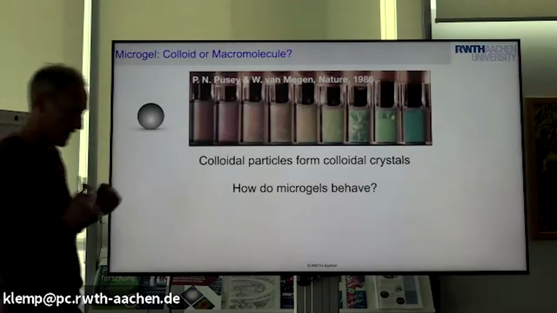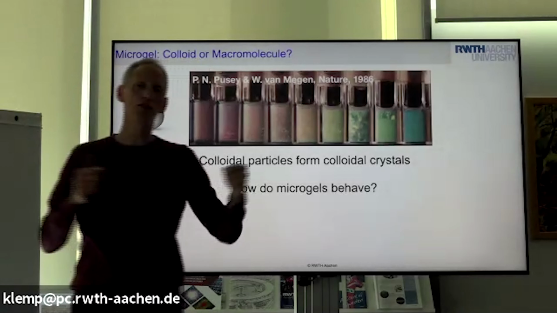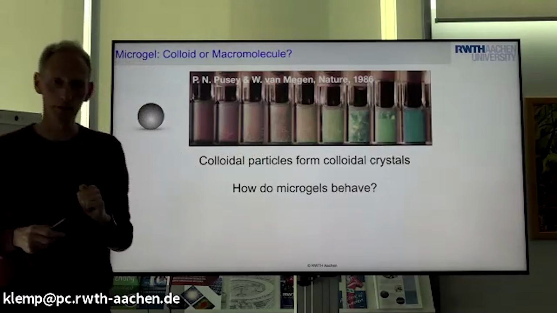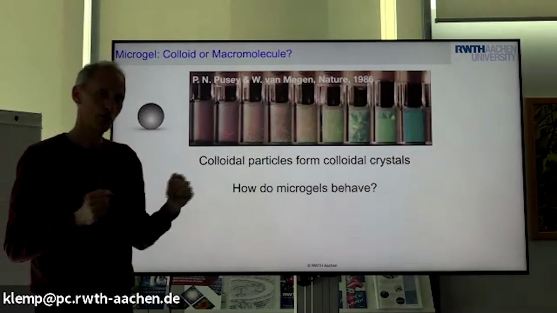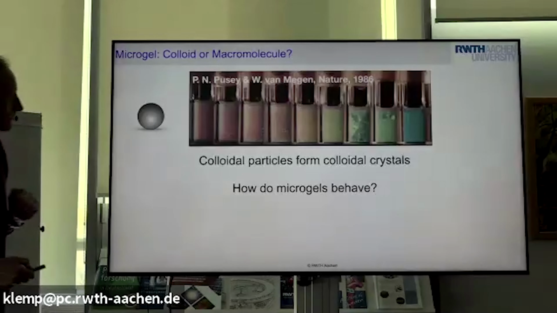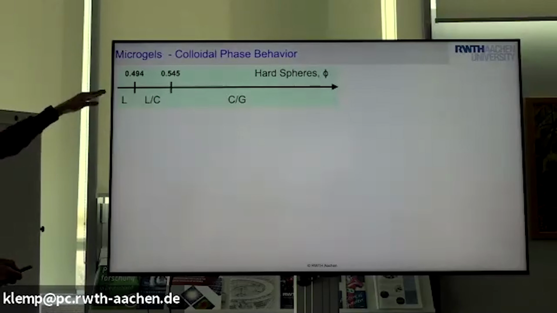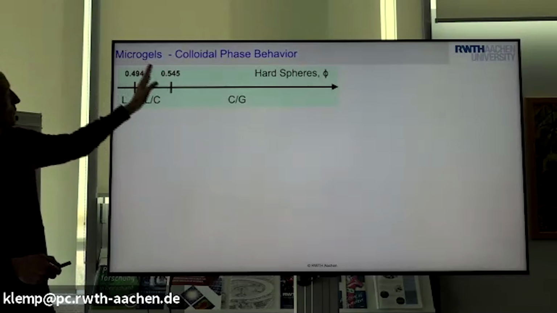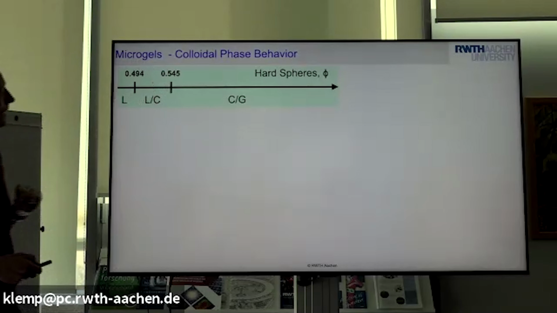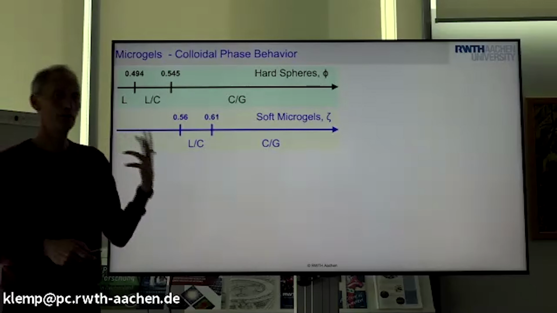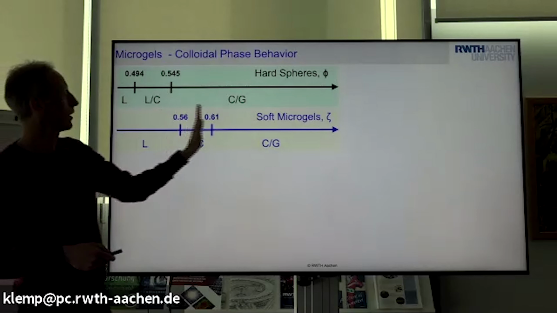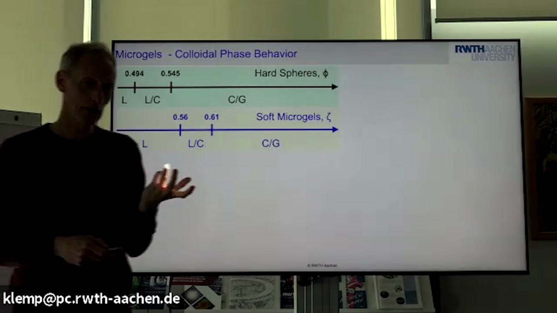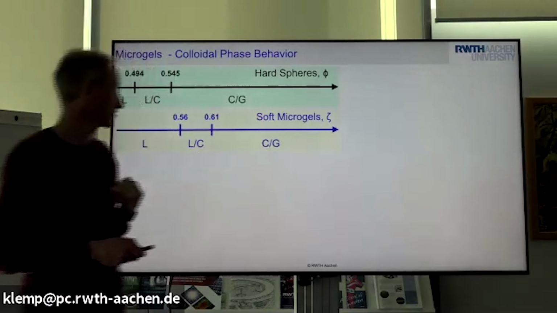Okay, now for hard spheres, it's well known that when we increase the concentration of hard spheres, they form colloidal crystals, this famous paper by Pusey and van Megen. Now, what about microgels? Do they form colloidal crystals? For hard spheres, that transition between fluid and crystalline phase is around 50% in volume. Now, for microgels, they do form crystals, but this is shifted to higher concentration. So we need a higher volume fraction. Obviously, they are soft, and that softness shifts it to higher volume fraction.